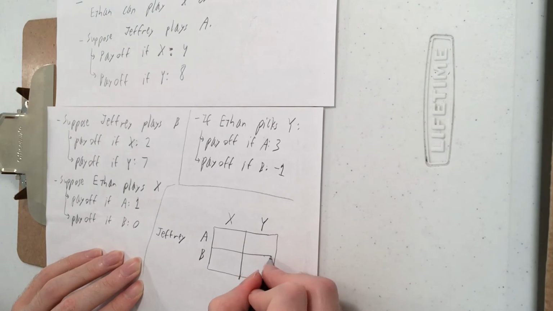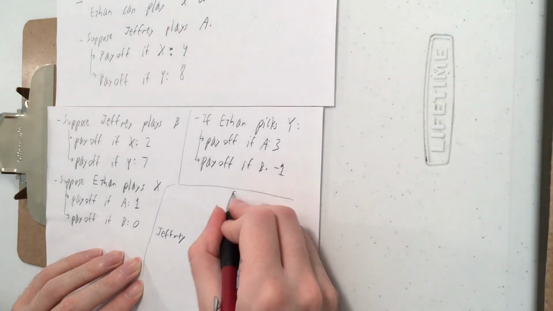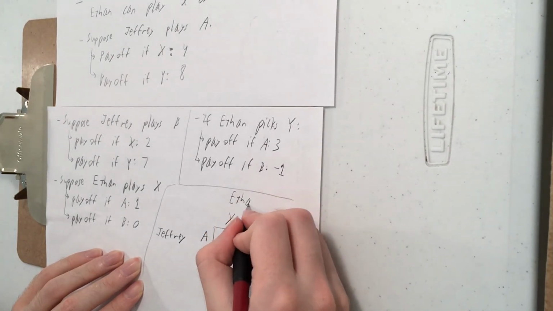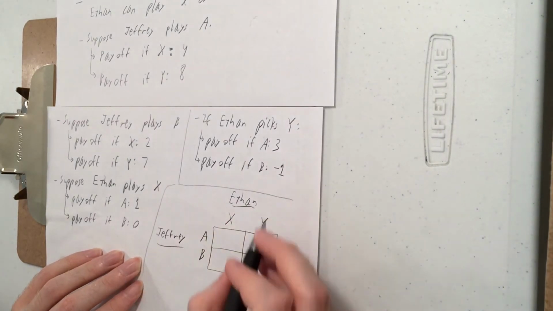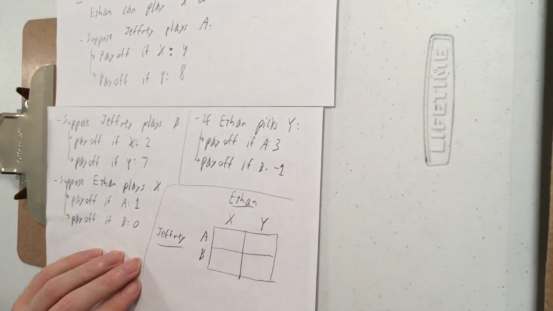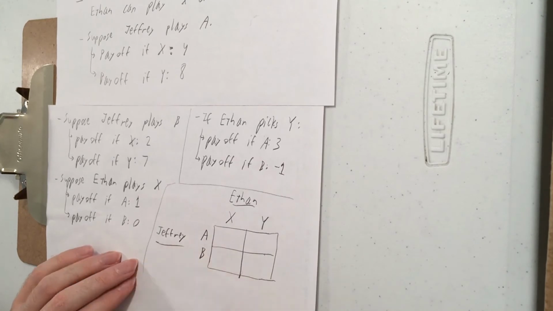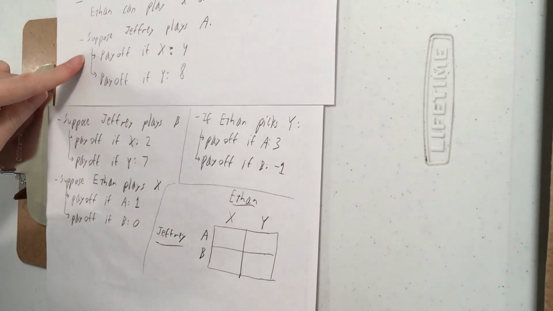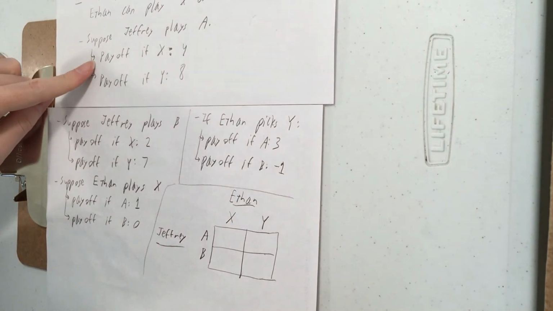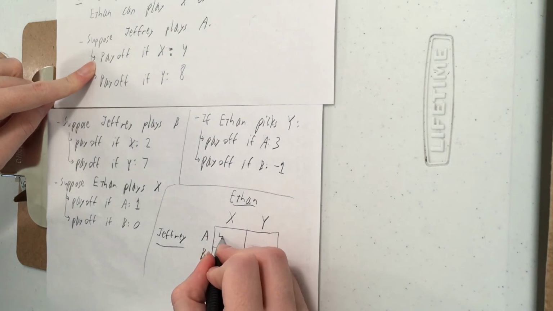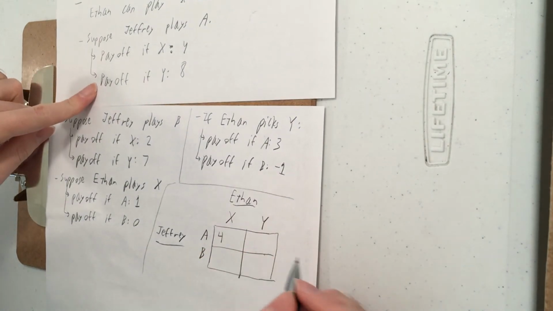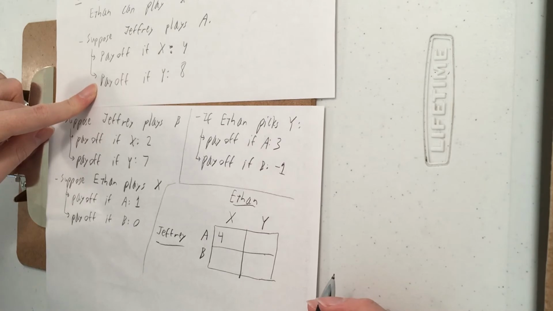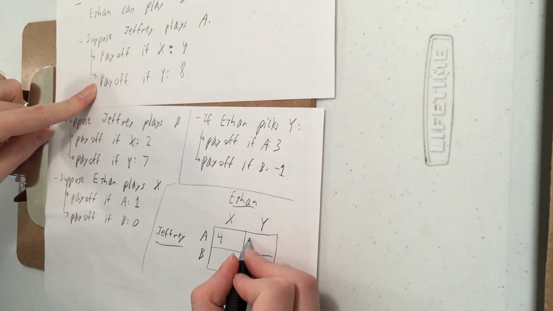So Ethan here is the column player because his strategies X or Y are shown in the columns of the table. And we said that if Jeffrey plays A and Ethan plays X, then Jeffrey gets 4. And we also said that if Jeffrey plays A and Ethan plays Y, then Jeffrey gets 8.